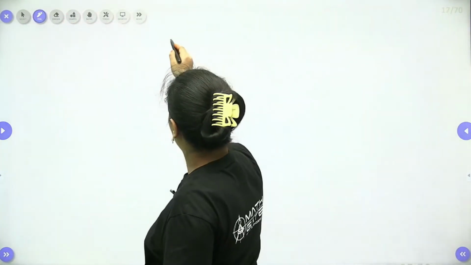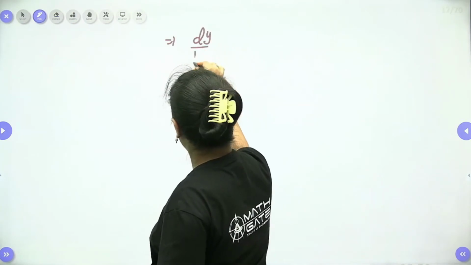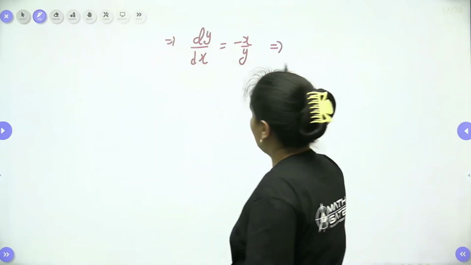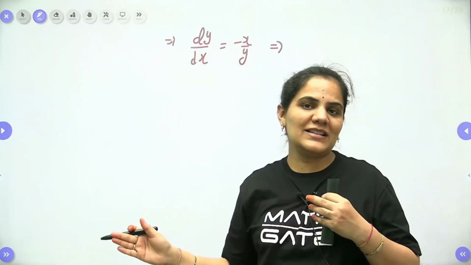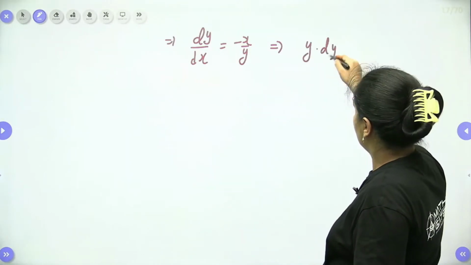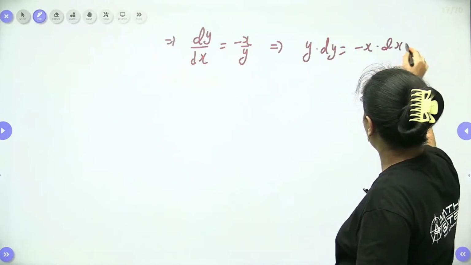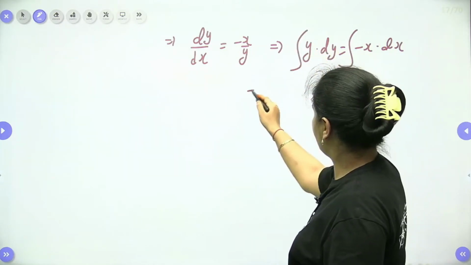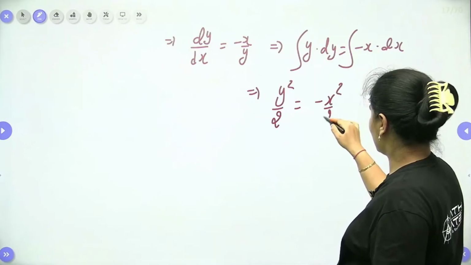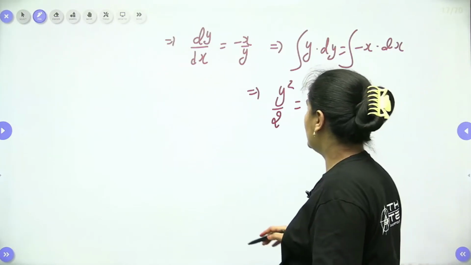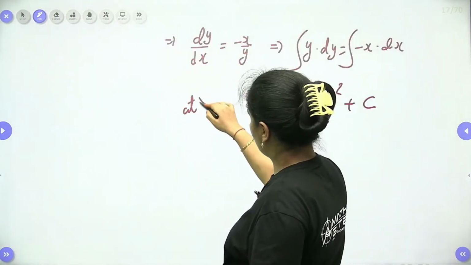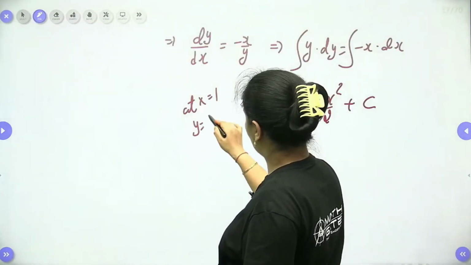If you want to solve the differential equation, it is dy by dx is equal to minus x by y. Let's approach. The terms with x are together, the terms with y are together. It will be y dy equals minus x dx, my dear students. Let's integrate it on both sides. It will be y square by 2 equals minus x square by 2 plus c only. Yes, exactly. We have the point x equals 1, y equals root 3.